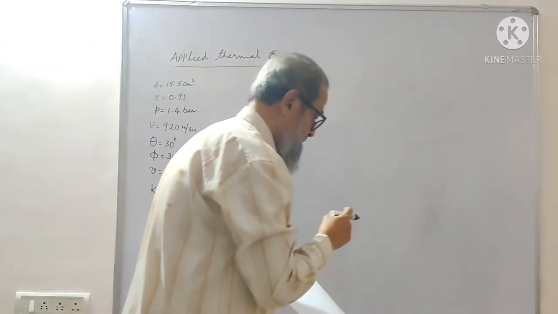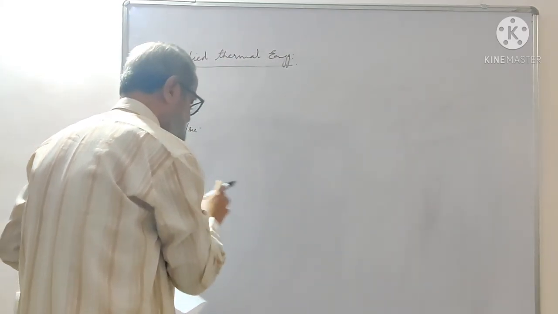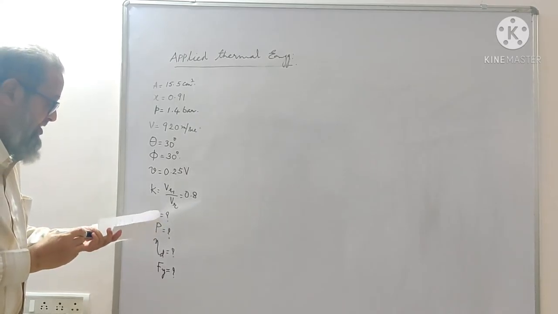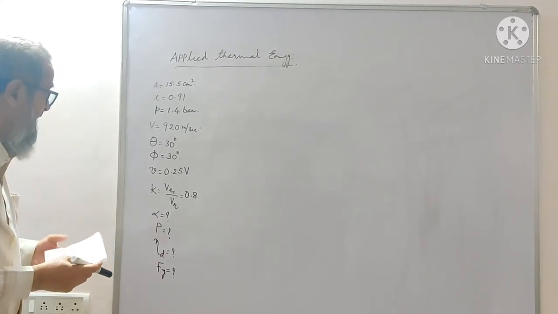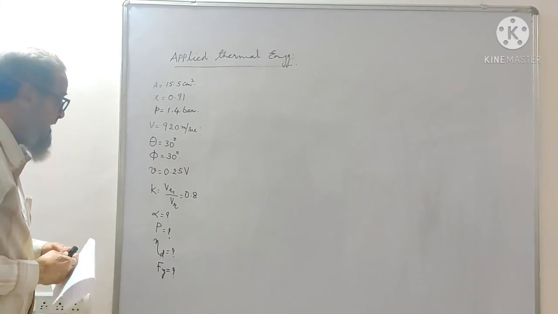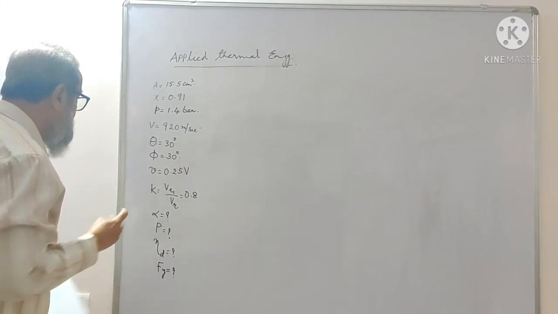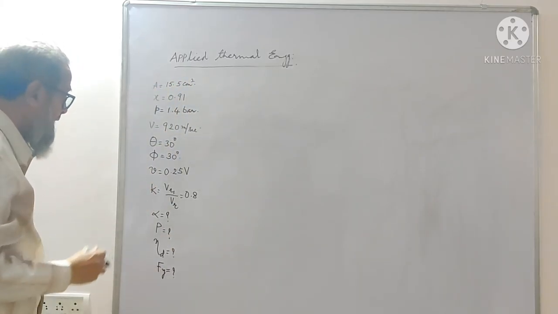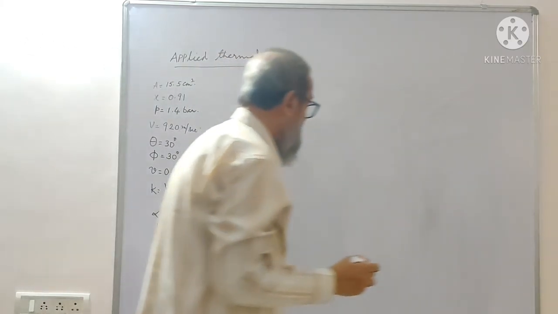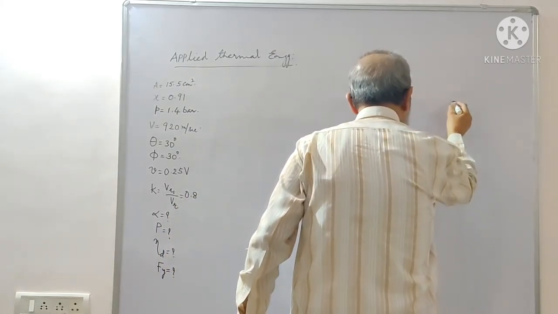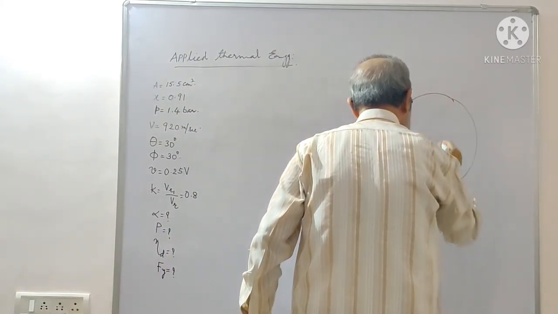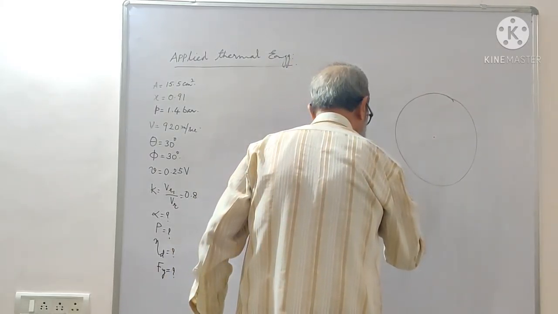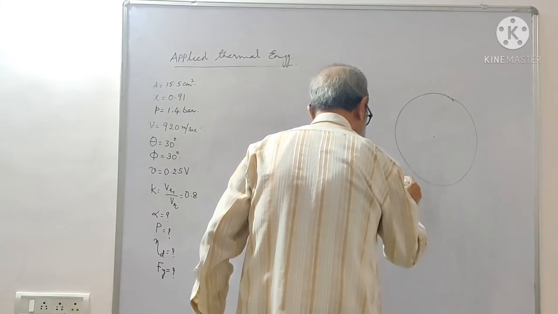So here the problem is slightly different in the sense it is not the usual type of problem. Now usually in turbine problem, these things will not be given, but he has given. I will tell you why. See, here you have a turbine. This is the beam, let us say. And the steam is coming out of the nozzle here. You have the nozzle.